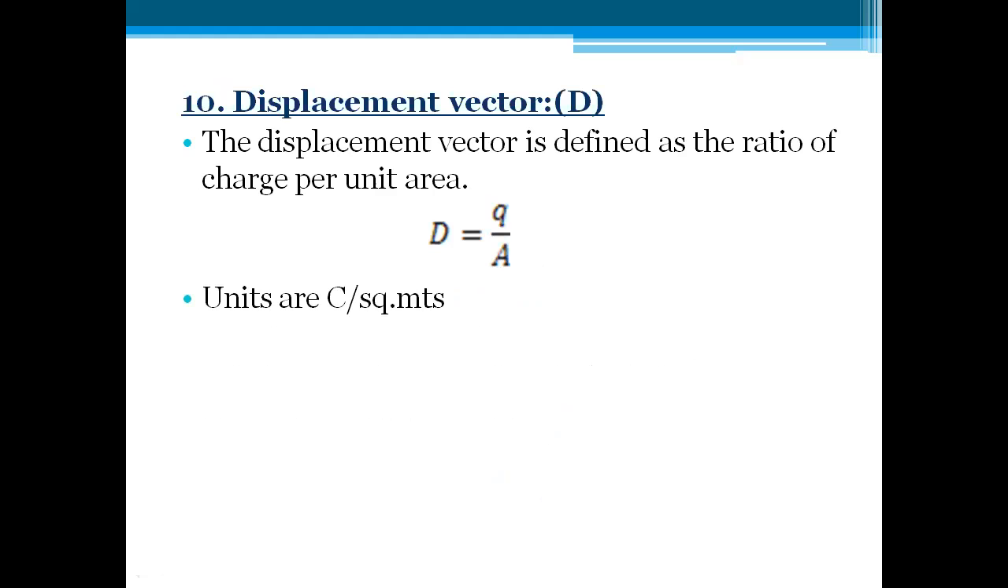Then coming to the last definition, that is the displacement vector, which is defined as charge per unit area, and whose units are coulomb per square meter. Both polarization vector and displacement vector have the same units, and the formula is the same, that is charge per unit area. But displacement vector is due to the applied electric field, whereas polarization vector is due to the induced electric field.